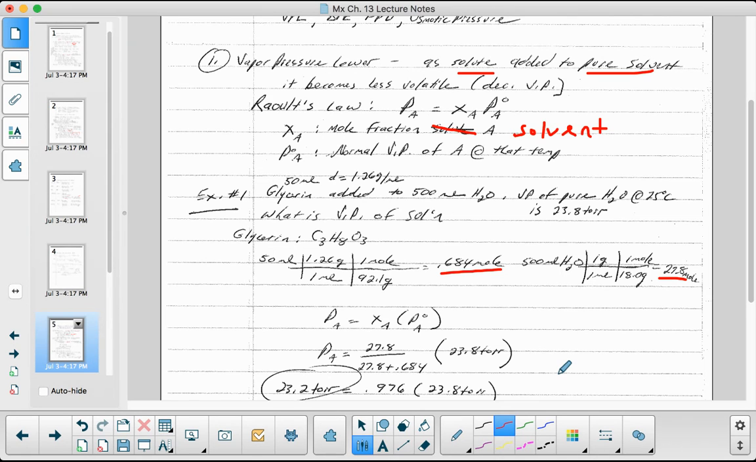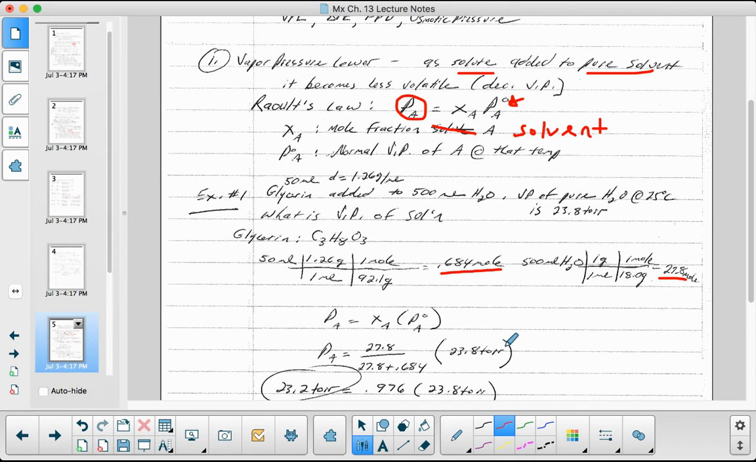But in this scenario, since I'm given the vapor pressure of my solvent water, and that's what I plug in here for the pressure of my solvent, then what I have to use here is the mole fraction of the solvent. So if this is solvent, this is also solvent. And then this would give me the vapor pressure of the solution.